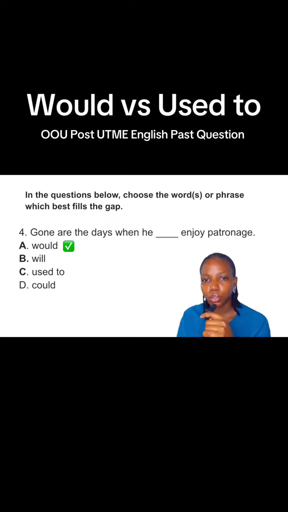Whereas used to equals past habitual action without time reference. For example, I used to be shy, but I am now confident, right? Another example is I used to live in Abuja. So you can see it is without time reference. So the best answer to this question is definitely option A, would.